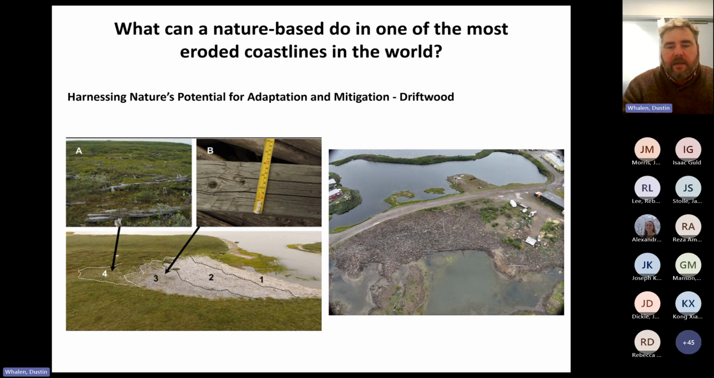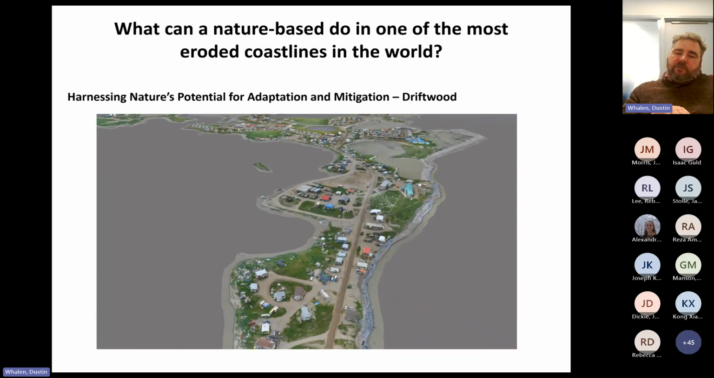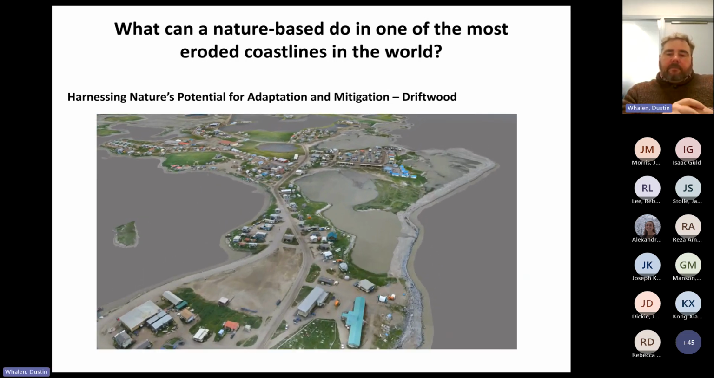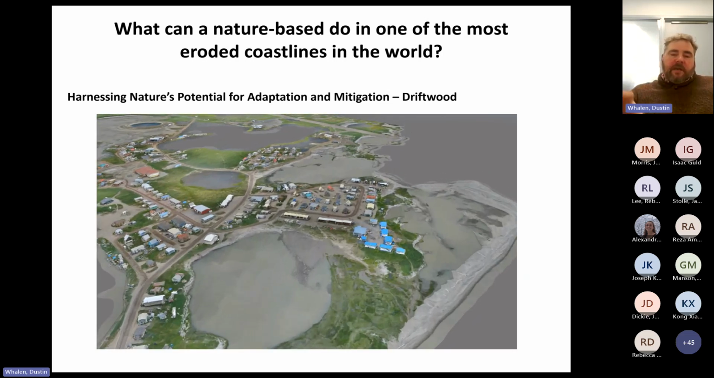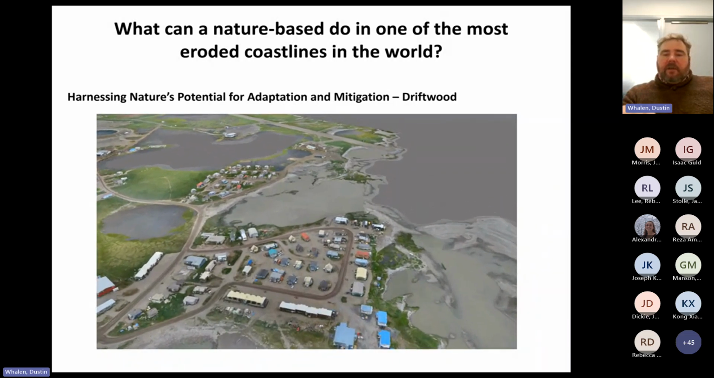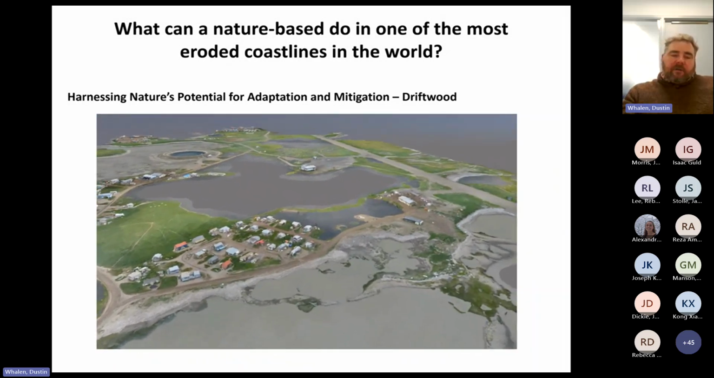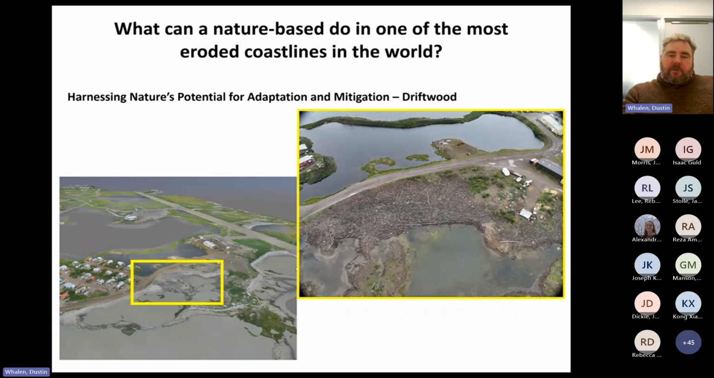So here's just a drone fly through of Tuktoyaktuk. I'll zoom in later, but you can see there was some of the shore protection. You can see the community sits on some low-lying tundra. And then here is an area of all driftwood. And I'll show you here.